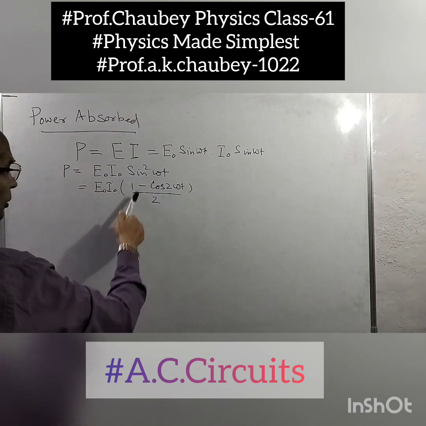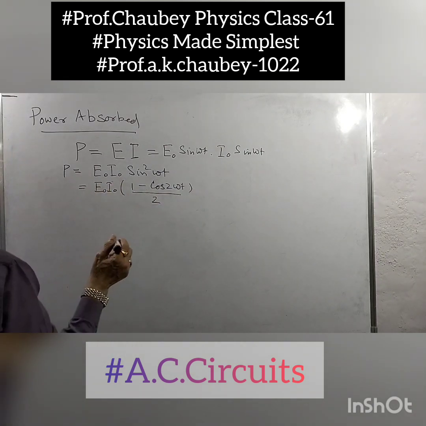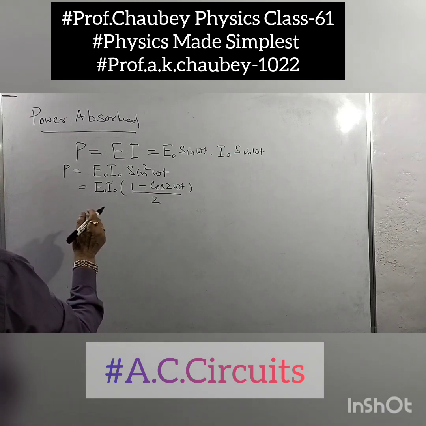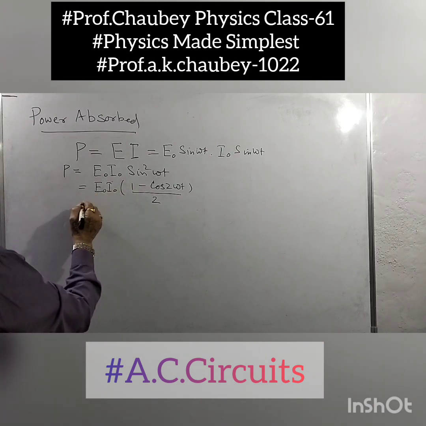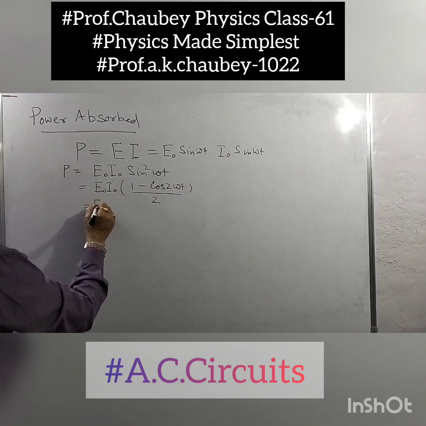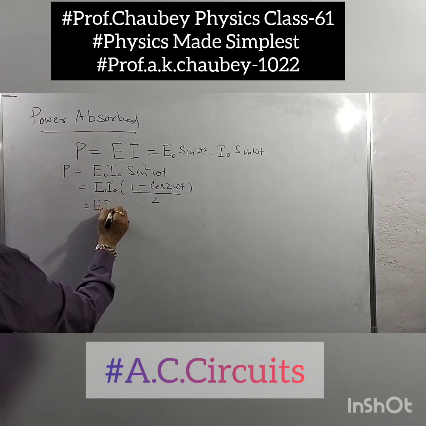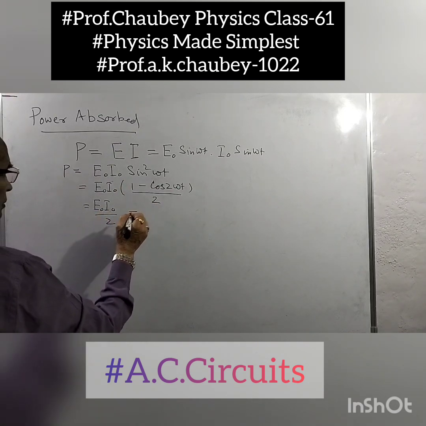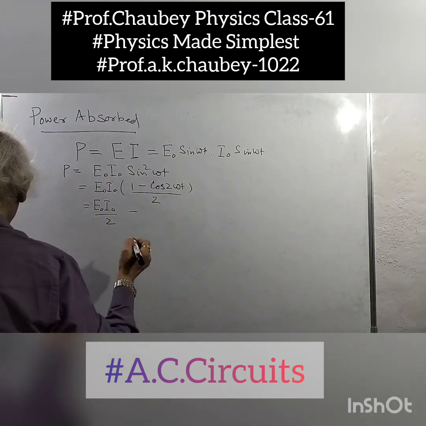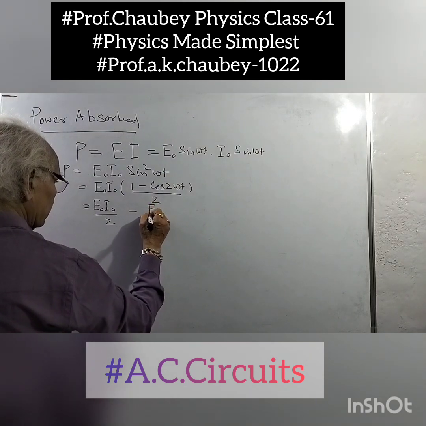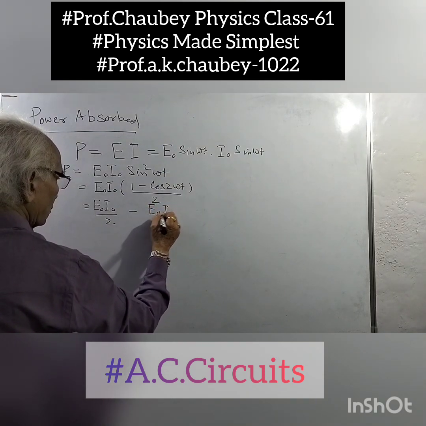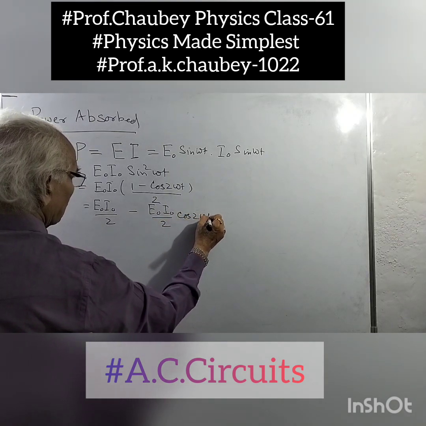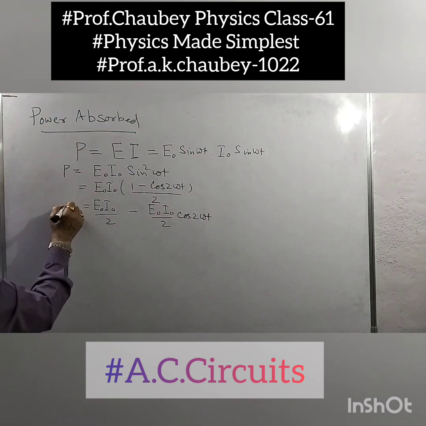So this is the sin square omega t, see the trigonometry. This means we can write P as E naught I naught by 2, minus E naught I naught by 2 cos 2 omega t. This is the power P.